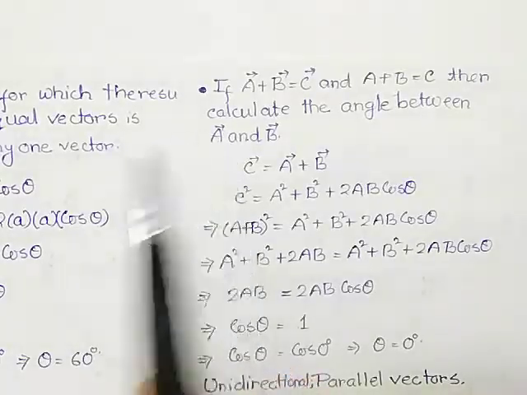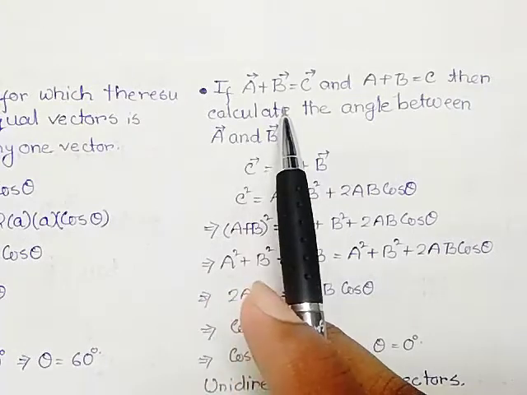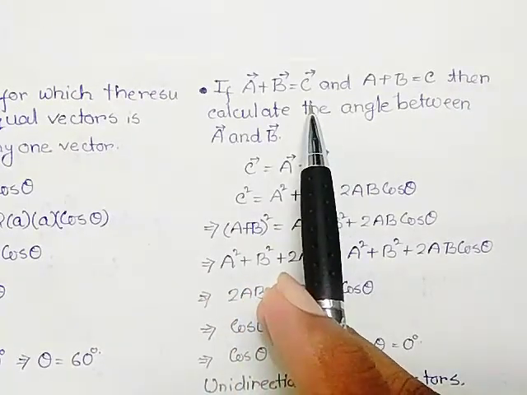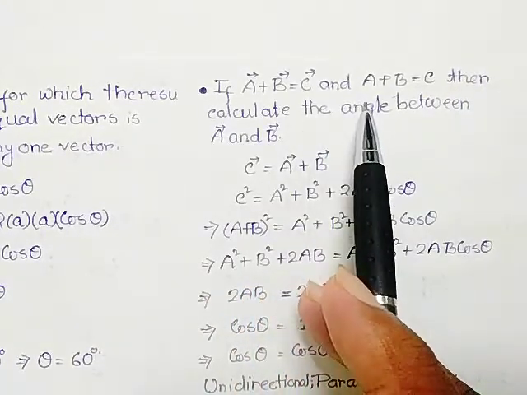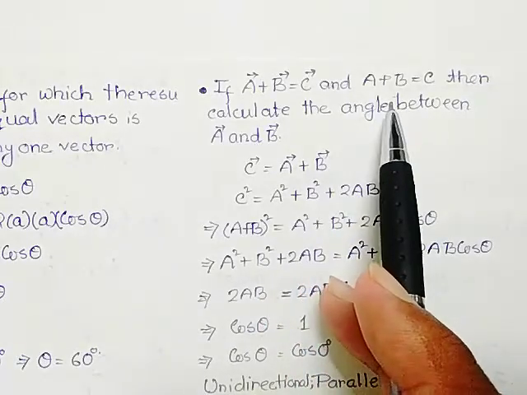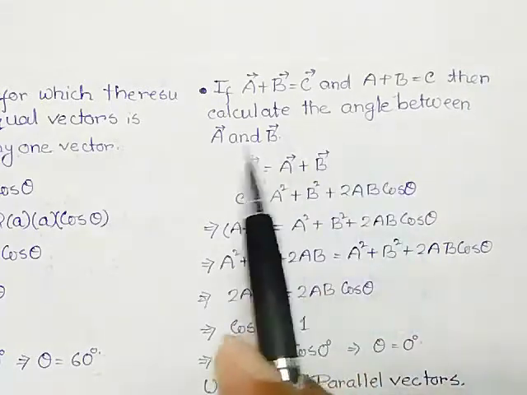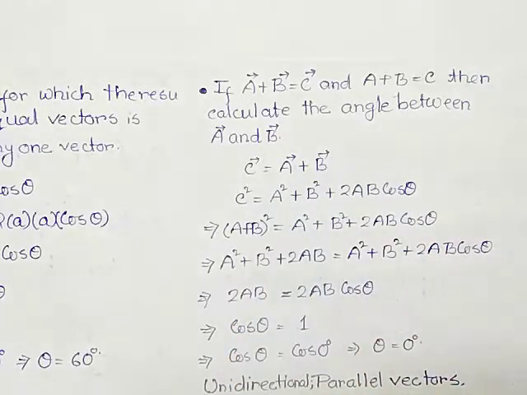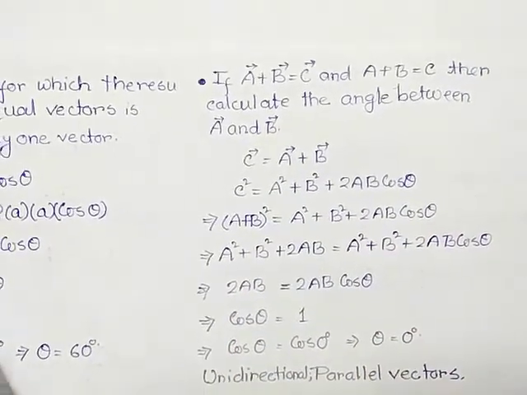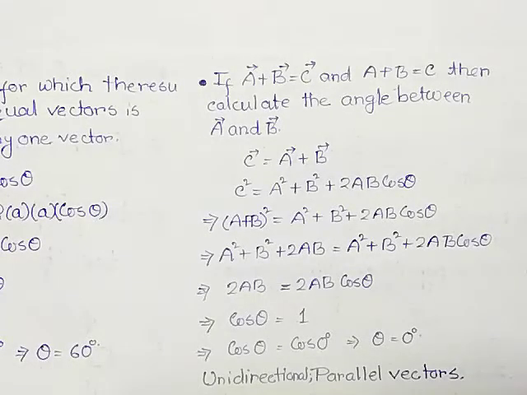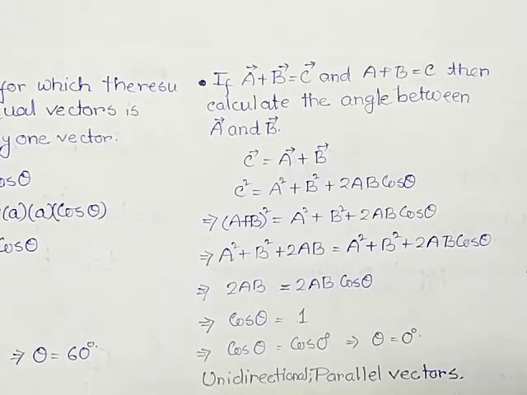Let us take another question. If a vector plus b vector equal to c vector, and magnitude of a plus magnitude of b equal to magnitude of c, then calculate the angle between the a vector and b vector. Or the question may come as: comment on what you can say about the a vector and b vector, what is the relation between them? The question may come in different ways.